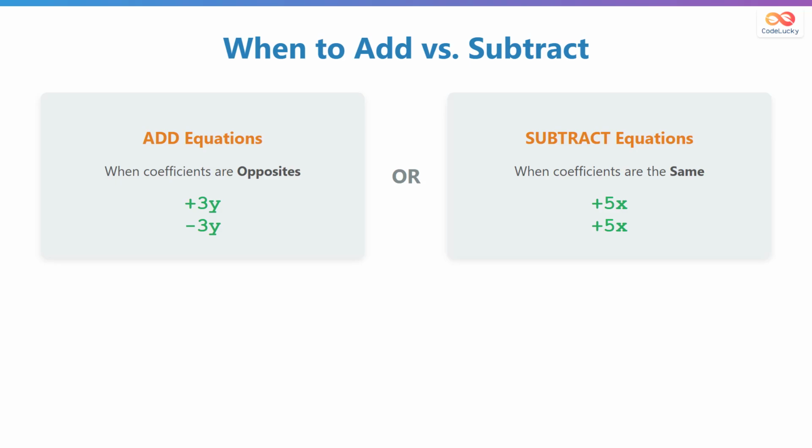There is a simple rule to decide whether to add or subtract. If the coefficients of a variable are opposites, like positive 3y and negative 3y, you should add the equations. If the coefficients are exactly the same, like positive 5x and positive 5x, you should subtract the equations.